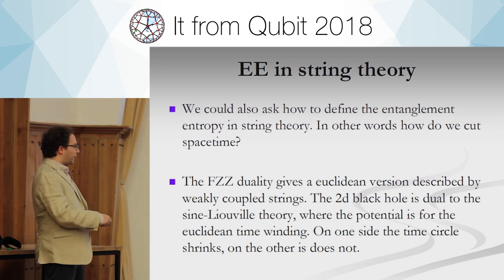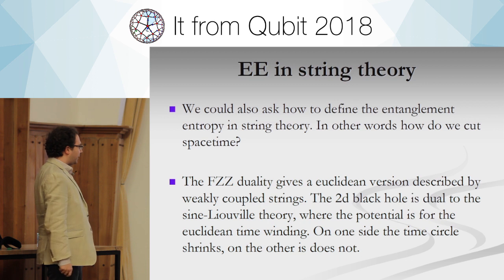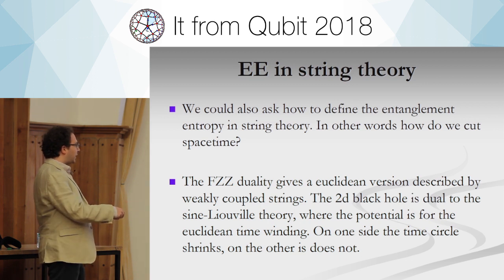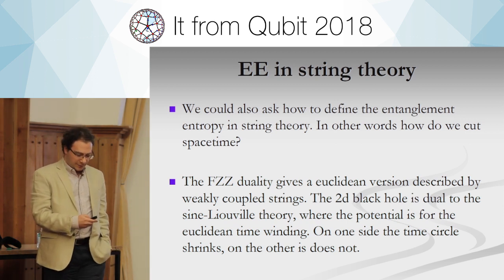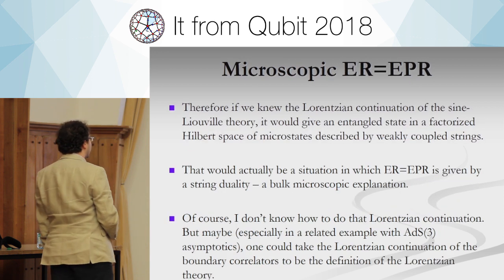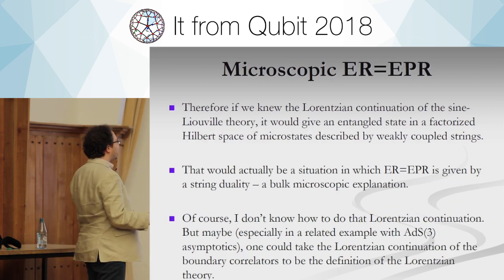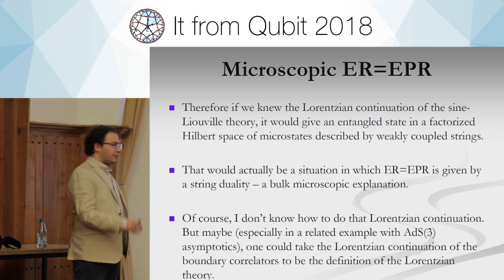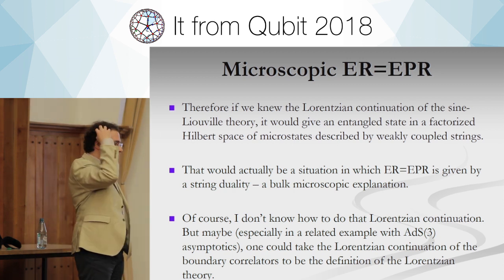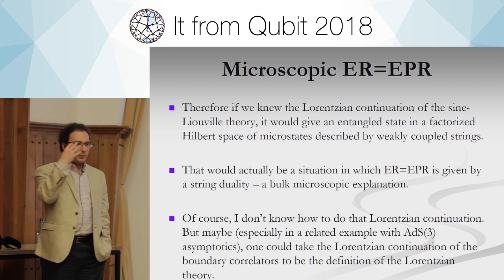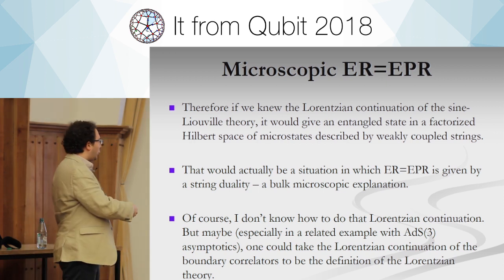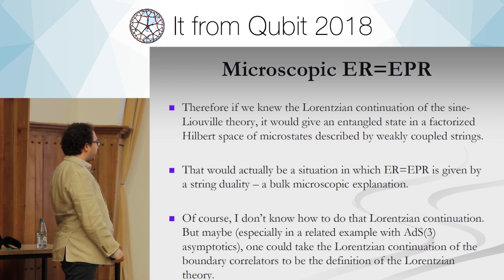That's doable by the Fateev-Zamolodchikov duality to the Sine-Liouville theory, where you have some potential for the Euclidean time winding. And in the 2D Euclidean black hole, the time circle shrinks, but in this theory, it doesn't. So it looks like an analog of the low-energy gravity story that I was trying to develop. If you knew the Lorentzian continuation of the Sine-Liouville theory, it would give some entangled state in a factorized Hilbert space of microstates, all described by weakly coupled strings. And if you knew that, it would be a situation in which ER equals EPR was given by some string duality. So it would be some microscopic bulk explanation. But we don't know what this analytic continuation is.